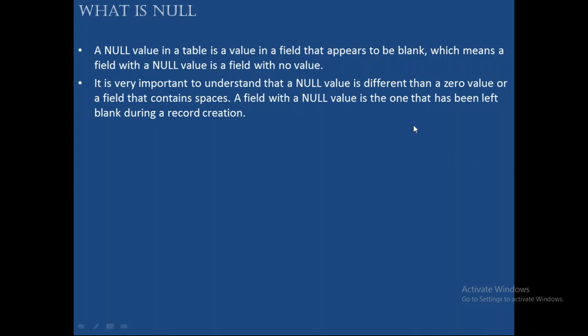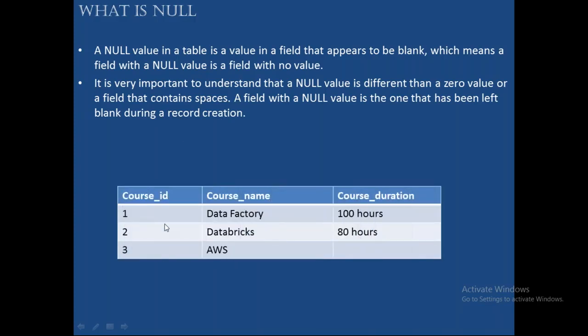A field with a null value is one that has been left blank during record creation. When you are creating the record, if you're not entering any value, that will go as a null value. Example, here you see I'm saying 3 AWS, but I'm not entering the course duration. This will become a null. Okay, clear? As of now, any questions, friends?